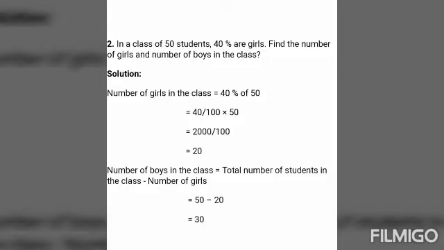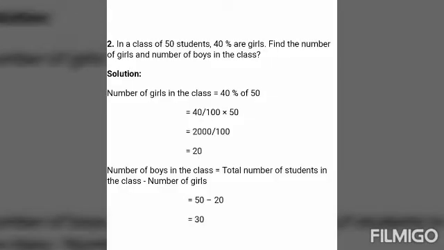What is 30% of 80? 30% of 80 means 30 upon 100 into 80. It means 2400 upon 100. The answer is 24. Now let's proceed to the next question.